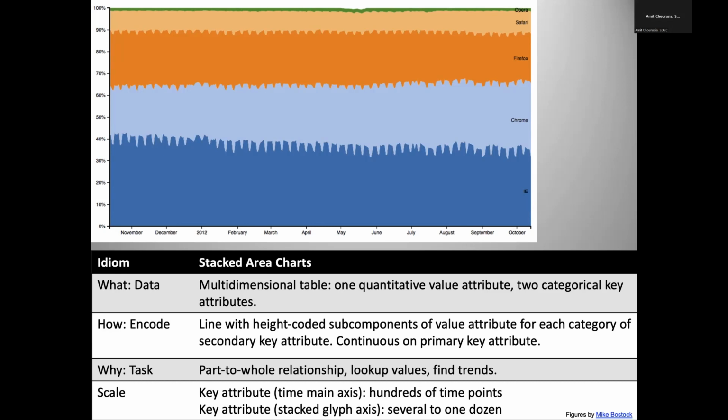This also, like the stacked bar chart, is good for showing the part-to-whole relationship. It's also useful for doing lookups, and it's also useful to find trends. If we are looking at the scale of this, we can have hundreds of points on the x-axis. But if you are looking at the vertical axis, we get limited to that one dozen or so, which essentially comes from the color side of things.